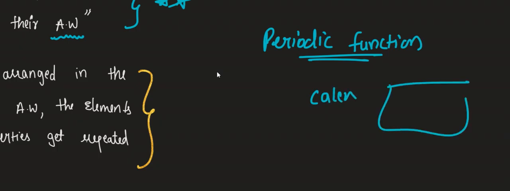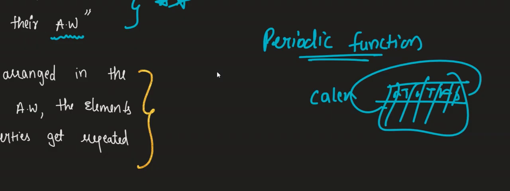When you see the calendar, you can see there are a total of 7 days, right? Monday, Tuesday, Wednesday, Thursday, Friday, Saturday. After Saturday, what happens? Once again Sunday is repeated. Then Monday, Tuesday, Wednesday, Thursday, Friday, Saturday, and once again Sunday is repeated. That means for every seventh day, the day is repeating. This repetition property we should call a periodic function. After every 6 days the same day is repeated.